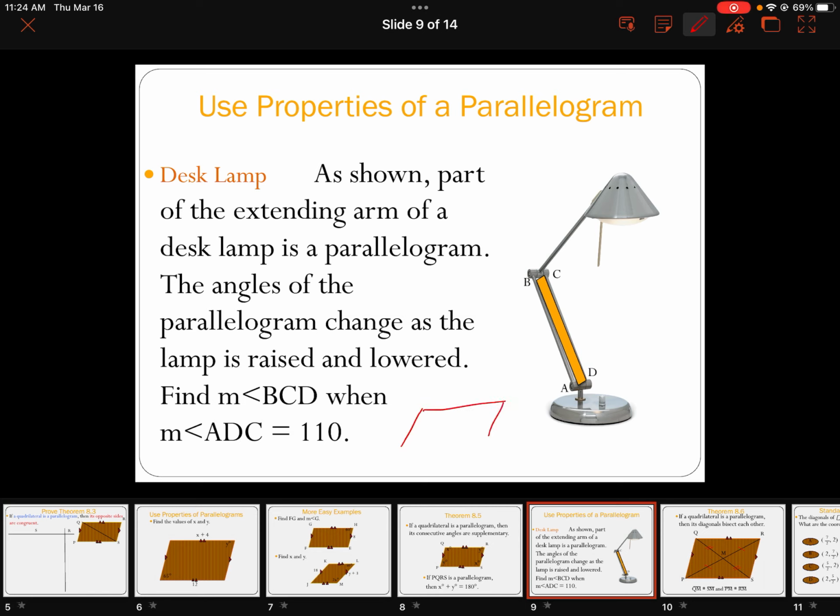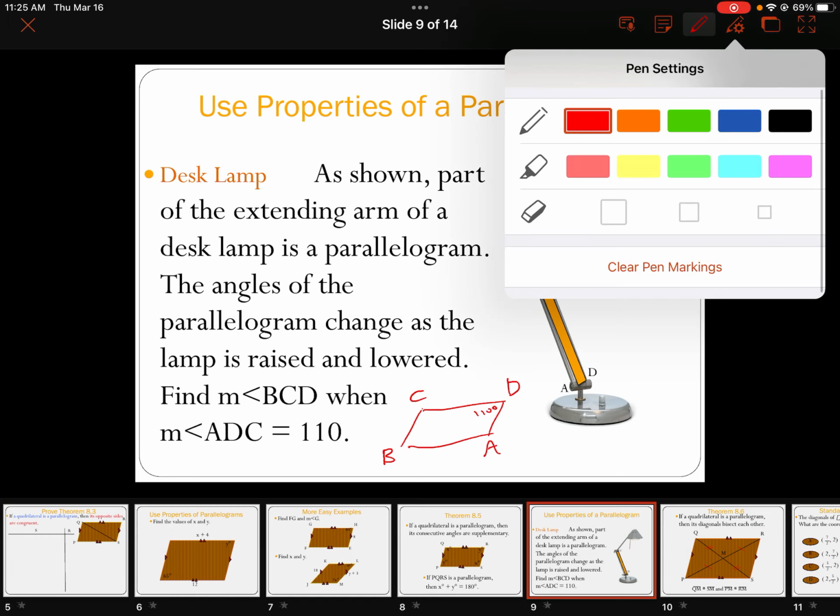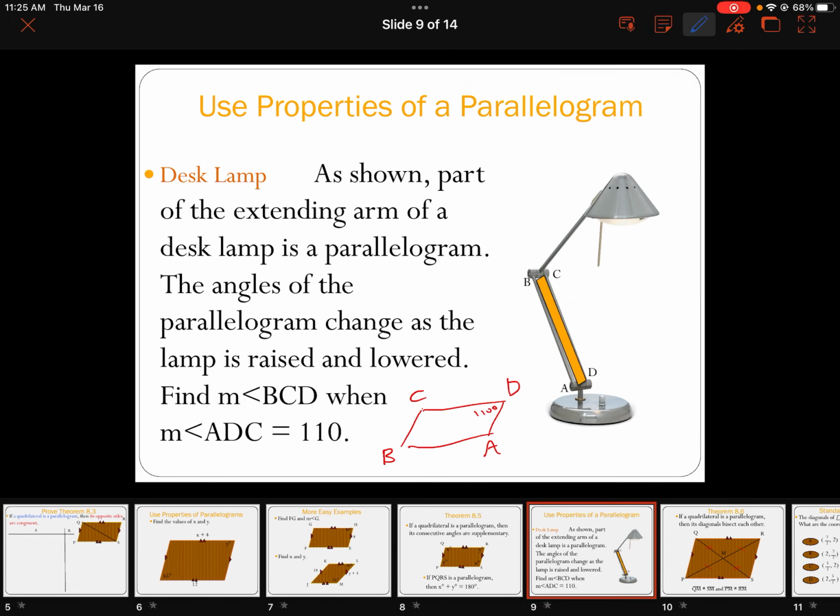So if I just draw an enlarged version of this parallelogram, and I'll try to label this a little more accurately than I was starting to. We'll call that guy B, C, D, and call that guy A. If angle ADC is 110, what's the measure of angle BCD? That would be this guy. It would be 70. It's just a supplement.